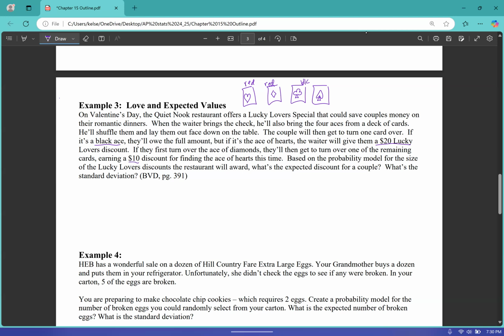So what we're going to look at, based on the probability model for the size of the Lucky Lovers discounts the restaurant will award, is what's the expected discount for a couple and what is the standard deviation. The expected discount is going to be the expected value, so we're going to have to calculate the expected value there.